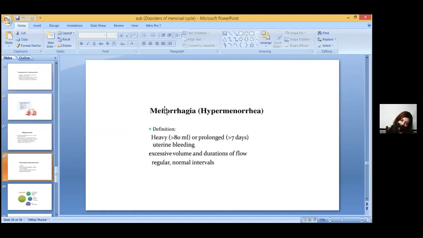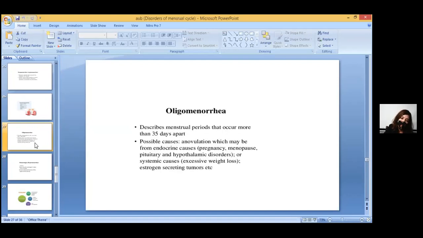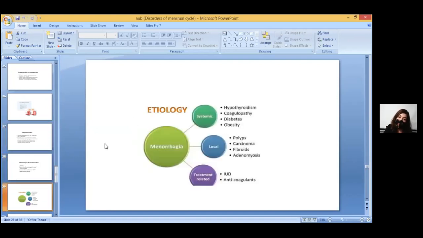So menorrhagia. The definition of menorrhagia is bleeding that is of more than 100 ml or a prolonged cycle of more than 7 days. The excessive volume and duration of the flow, but the cycle is regular. That is, it is coming after every 28 days or 29 days, but the duration of the flow is very long. Okay. So the etiology of the causes of the menorrhagia are, it can be systemic causes, local causes, or the treatment related.